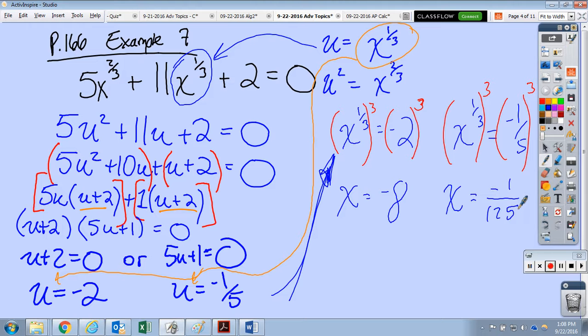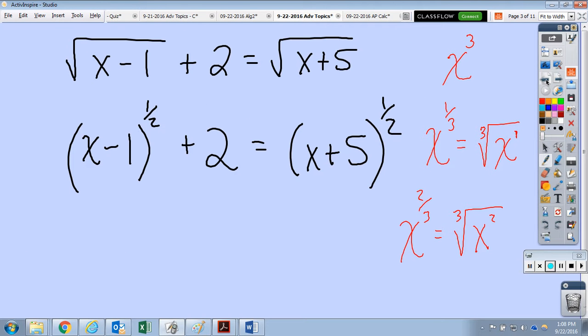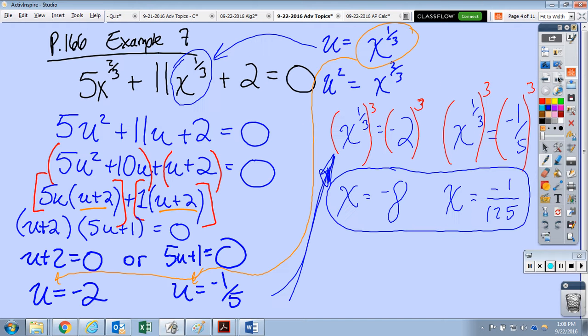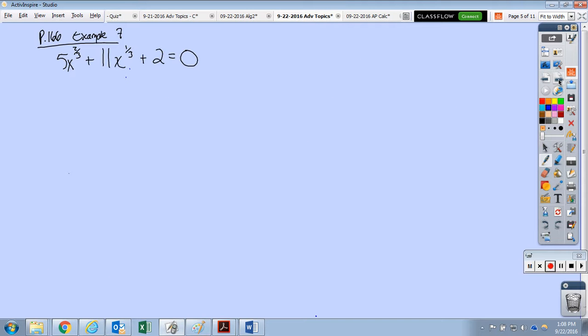So these are what we would call proposed solutions. Just like when we dealt with an equation like this, we check our solutions, right? And they technically had fractional exponents. We just didn't see it because they were in radical form. So we should definitely check these. It's not as bad as you might think, because you've actually already done some of the math that you're going to repeat to check it. So let's check these. X equals negative 8, x equals negative 1/125.